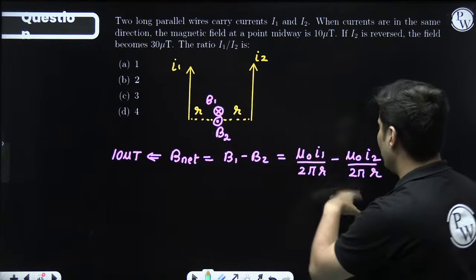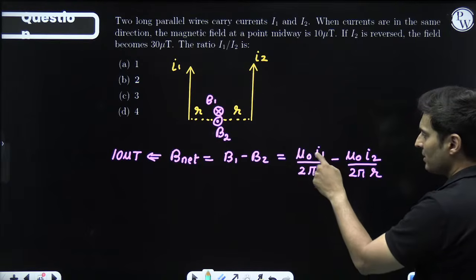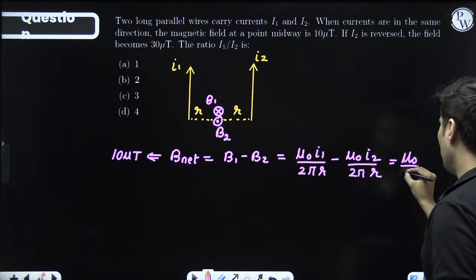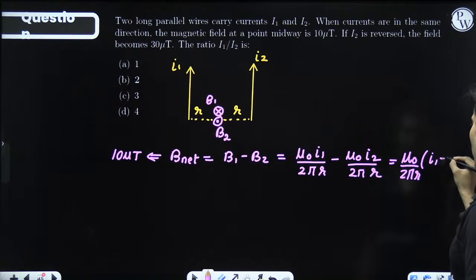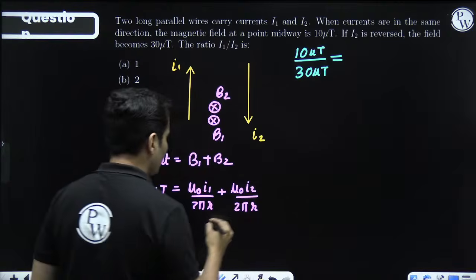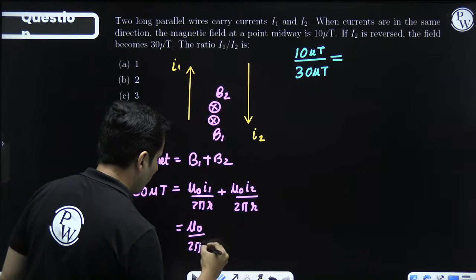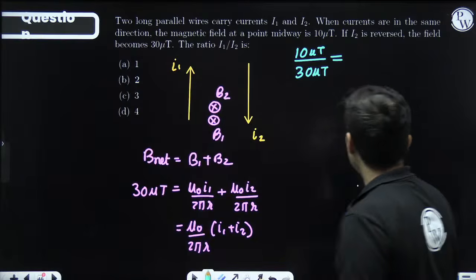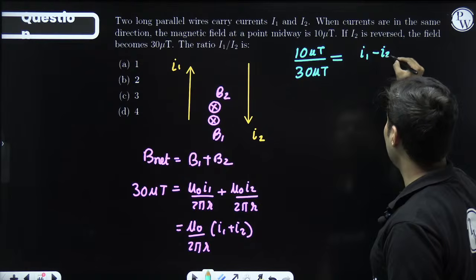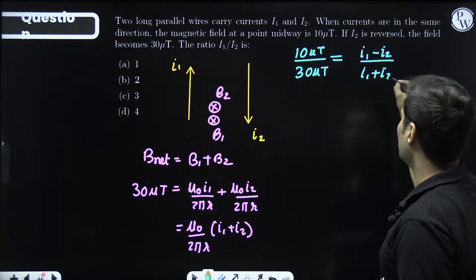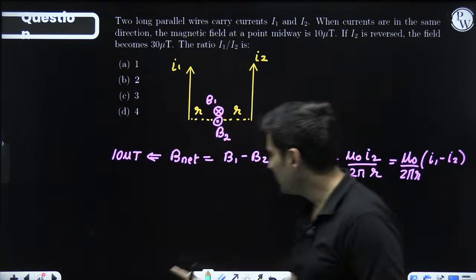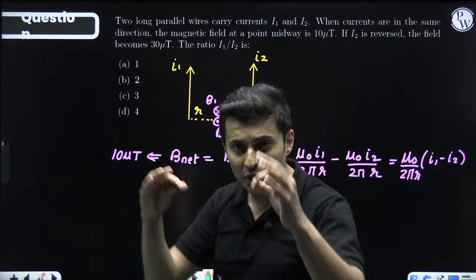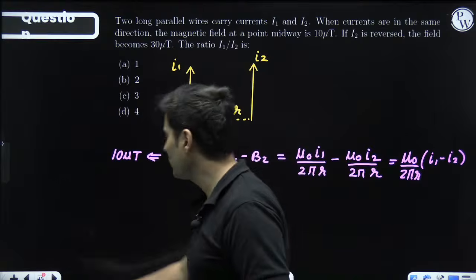Okay, I don't want to sit and write this entire thing again, but visualize this. Mu naught by 2 pi R is common everywhere. Just check this out. Mu naught by 2 pi R is common, and here you have I1 minus I2. Same thing over here, guys. You have mu naught by 2 pi R as common, and here you have I1 plus I2. So when I really divide, what I'm going to get is on the top is I1 minus I2, and at the bottom I1 plus I2, because mu naught by 2 pi R and this mu naught by 2 pi R will get cancelled. Are you able to see that? I'm not doing it, but I hope you can see it.